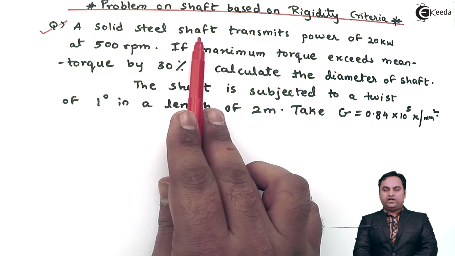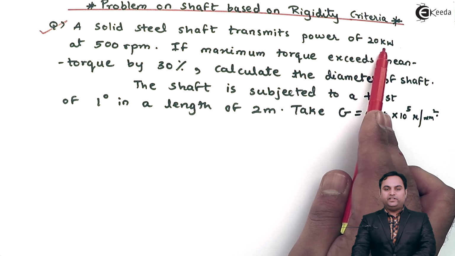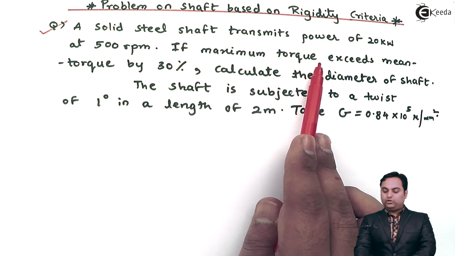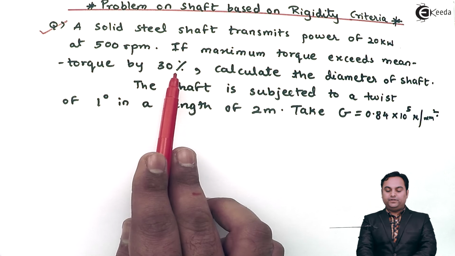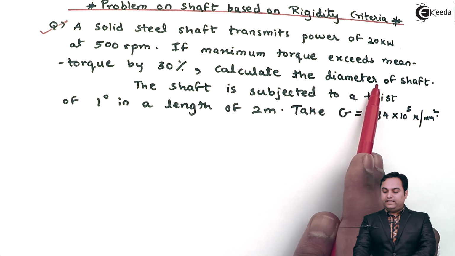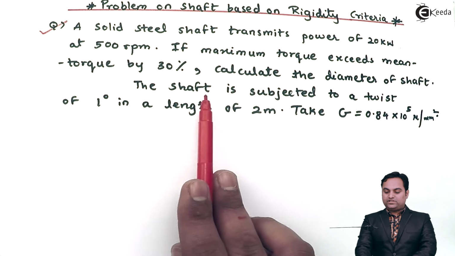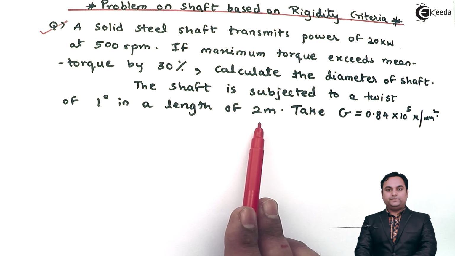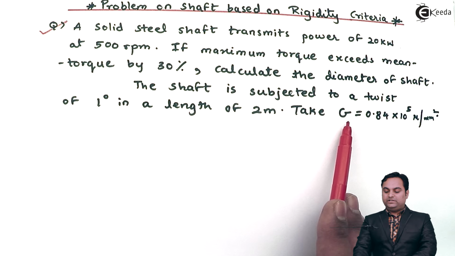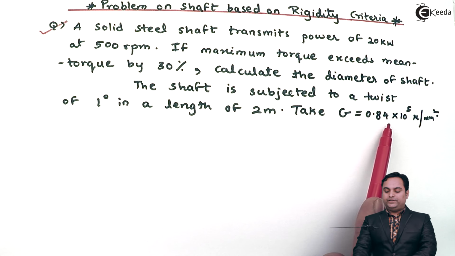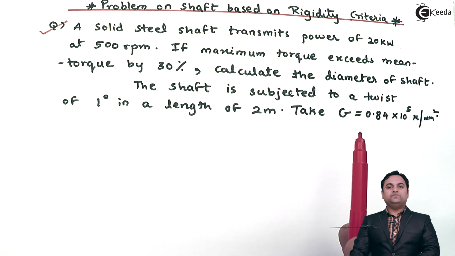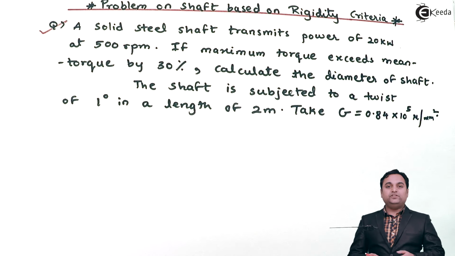A solid steel shaft transmits power of 20 kilowatts at 500 rpm. If maximum torque exceeds mean torque by 30%, calculate the diameter of shaft. The shaft is subjected to a twist of 1 degree in a length of 2 meter. Take capital G is equal to 0.84 into 10 raised to 5 Newton per mm square. Now this is the question which we have. Whatever is given in this question, here I will write that in the form of data.